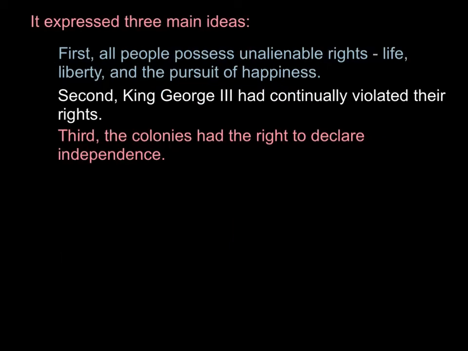The Declaration of Independence expressed three main ideas. First, all people possess unalienable rights, meaning life, liberty, and the pursuit of happiness. Second, that King George III had continually violated their rights. And finally, the third part, the colonies had the right to declare independence. Those are the three main parts.